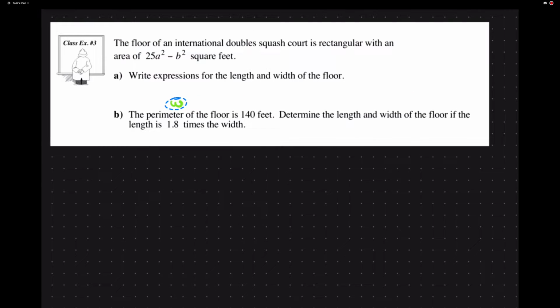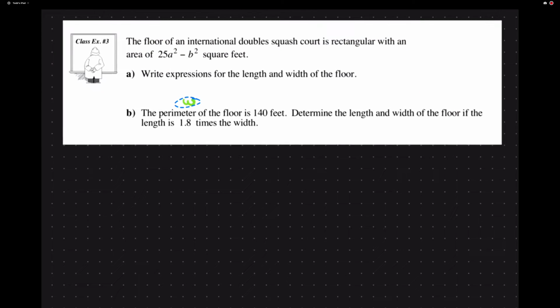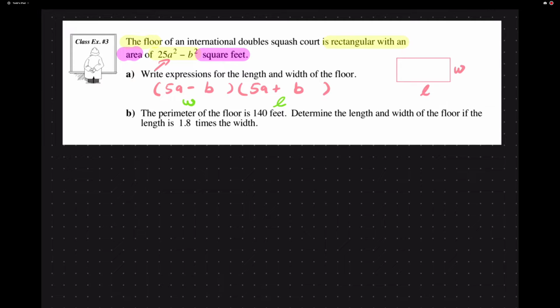The width, I guess it won't let me move that. Okay, well, the width, I'll do it down here, equals 5a minus b, and the length is equal to 5a plus b.